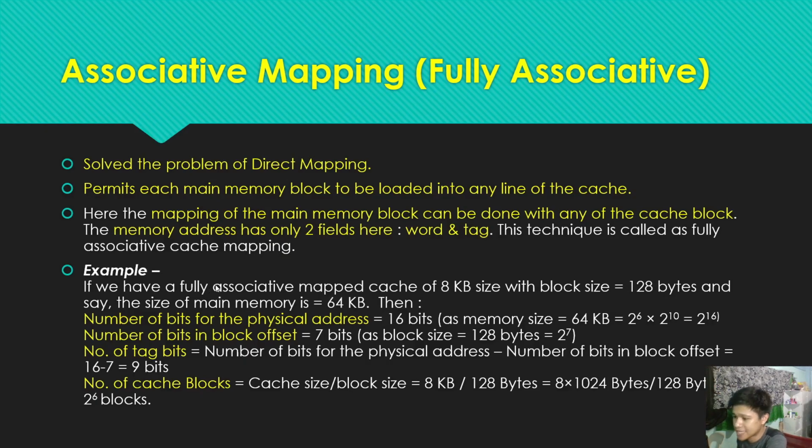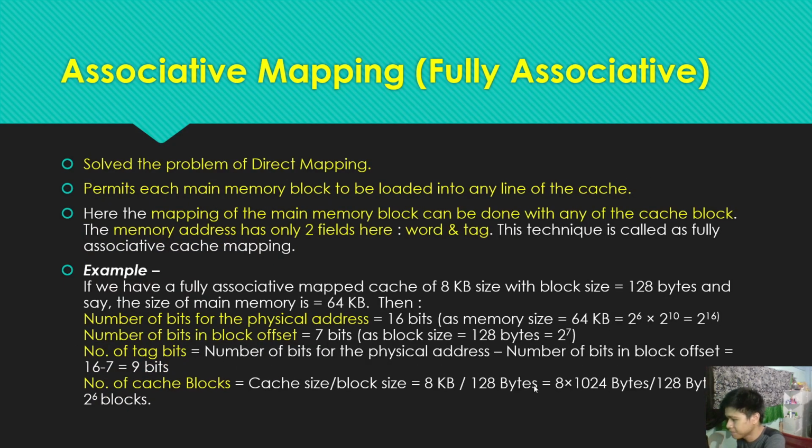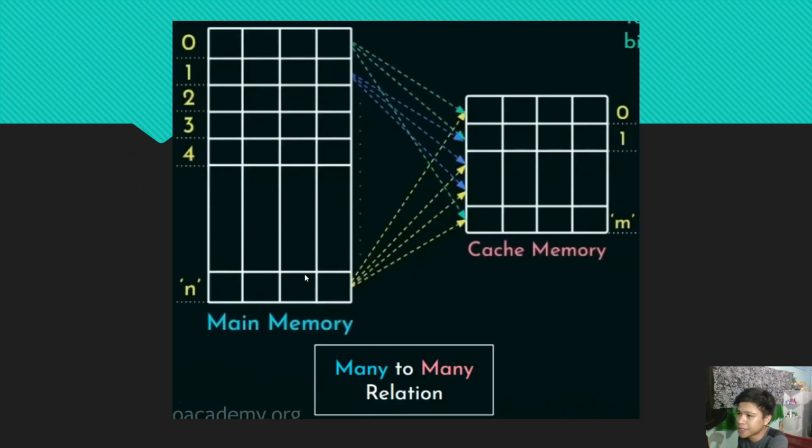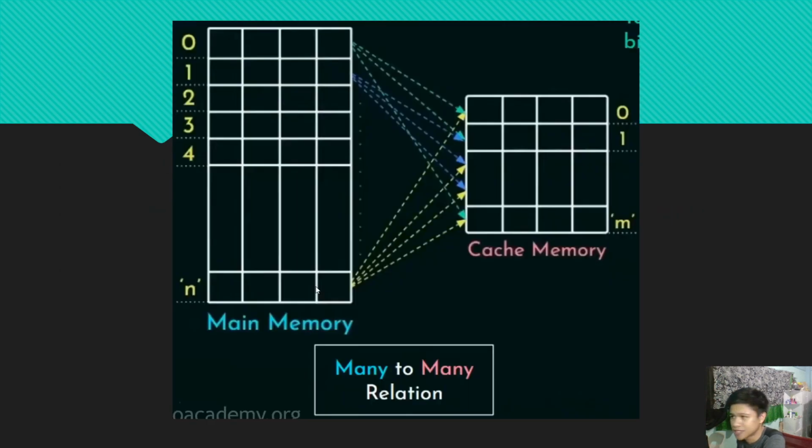So cache size is 8 kilobytes, and the block size is 128. This one is actually the same as what we have in direct mapping. We have a result of 6 bits here, and we also have 6 bits as a result here, but with a different unit, so we call it 2 raised to 6 blocks instead of just bits. So we have here a representation of a fully associative mapping, or associative mapping.